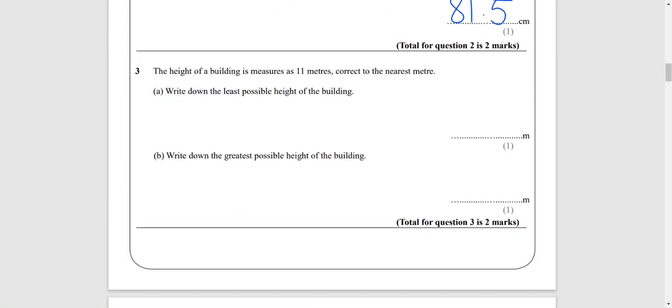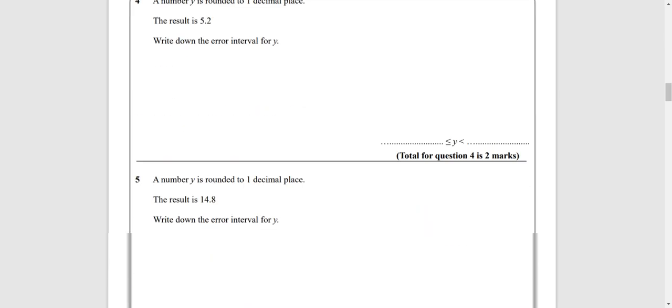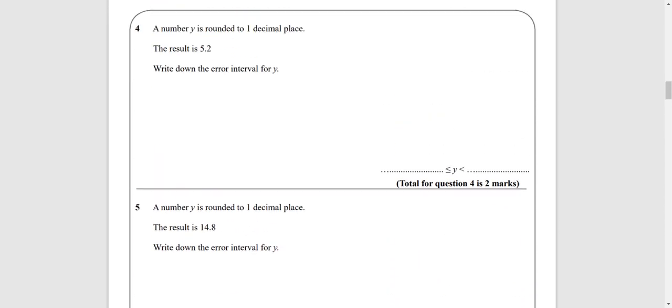Right, next question. The height of a building is measured as 11 metres, correct to the nearest 1 metre. I'm going to use my method again. 11, add the 1 is 12, take off the 1 is 10. My halfway points. So the smallest it can be is 10.5. Largest it can be is 11.5. This should be starting to make more sense to you now.